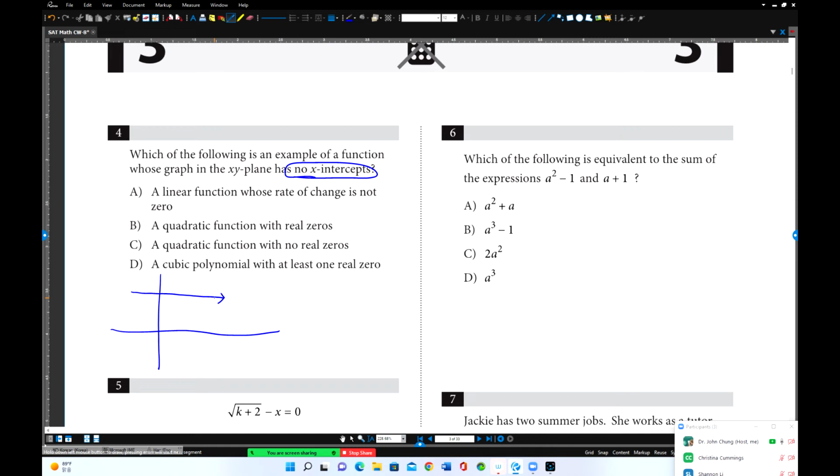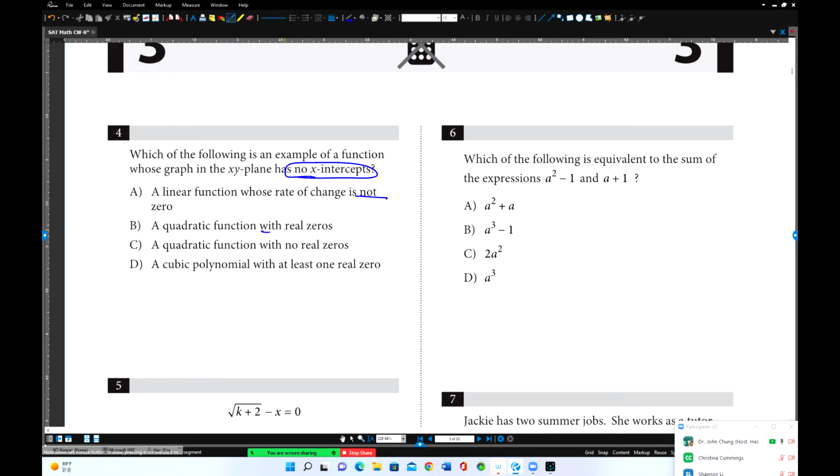Is it okay? Only horizontal lines don't have any x-intercept. But they said not 0. They have some slope. If they have a slope, they're always going to have an x-intercept. Okay? So A is not.